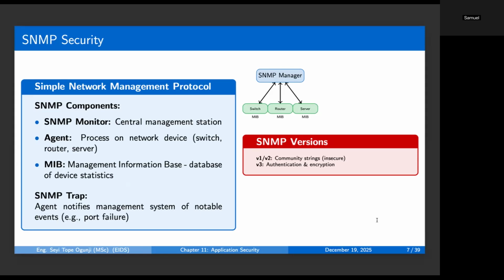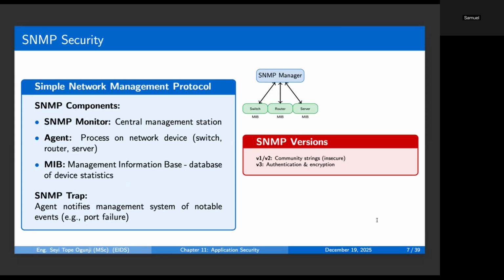Then it has some components or parts. The first one is the SNMP monitor. It's the main control center. See it like a security guard station in that building. Then there is another one called the agent. This agent serves like a little program on each device. So this might be the sensor that is in each room for monitoring.